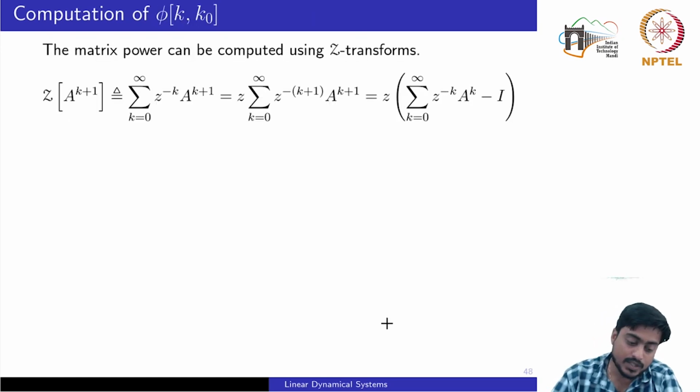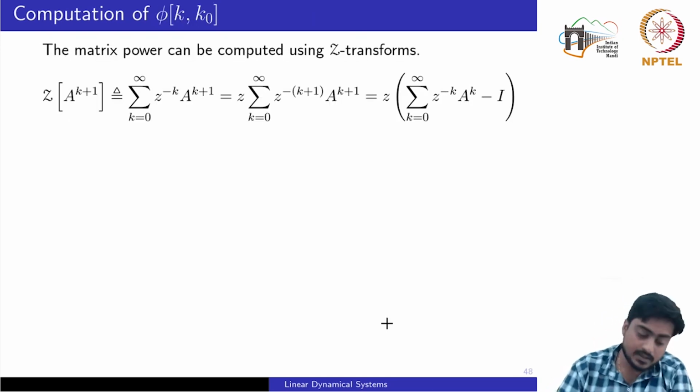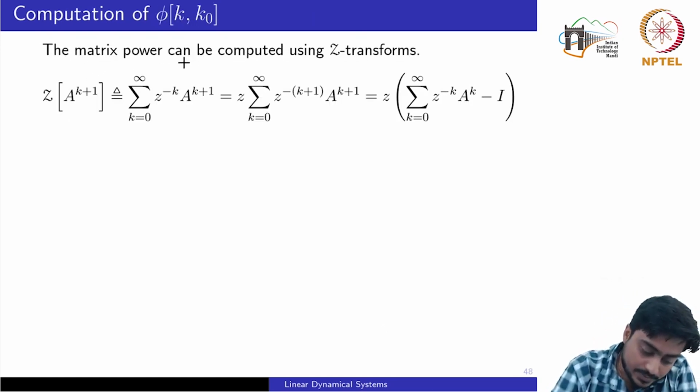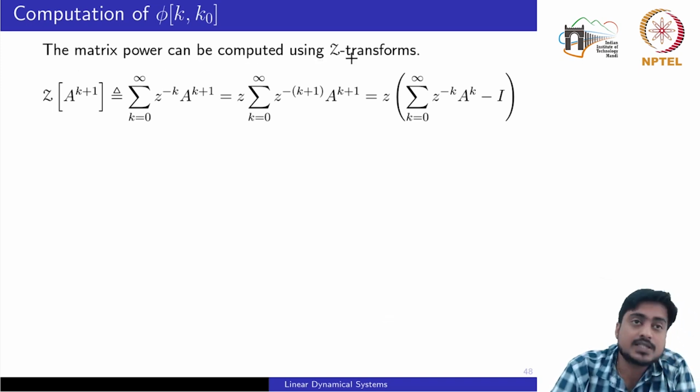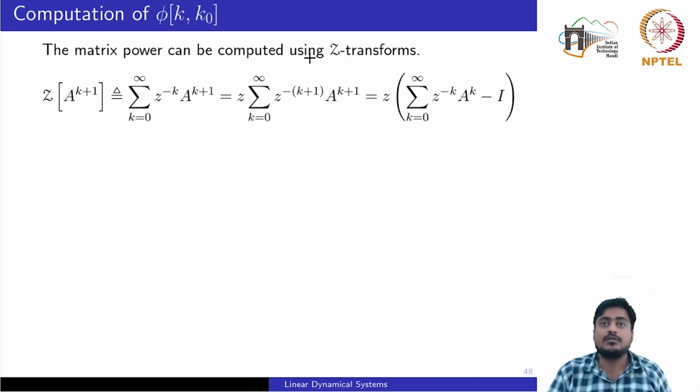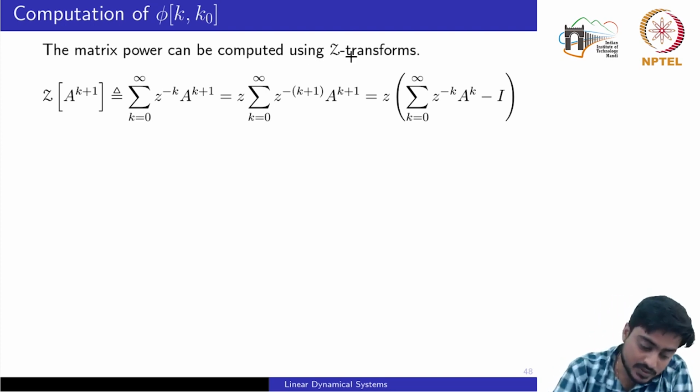Now coming on to the computation of the state transition matrix. Here the matrix power can be computed using Z transforms. For continuous time we use the Laplace transforms; for discrete time we would use the Z transform. So we need to compute the Z transform of A to the power k plus 1. I can write this by this expression: the summation of z to the power minus k into A to the power k plus 1, where k is from 0 to infinity.